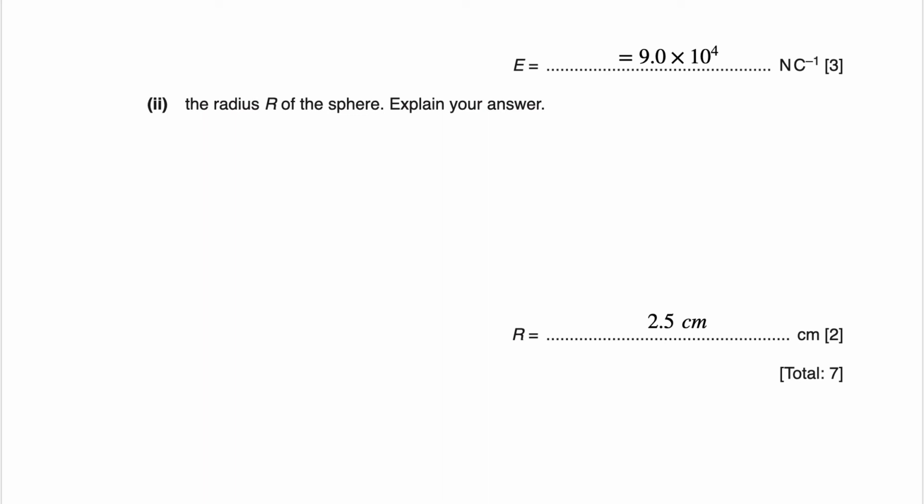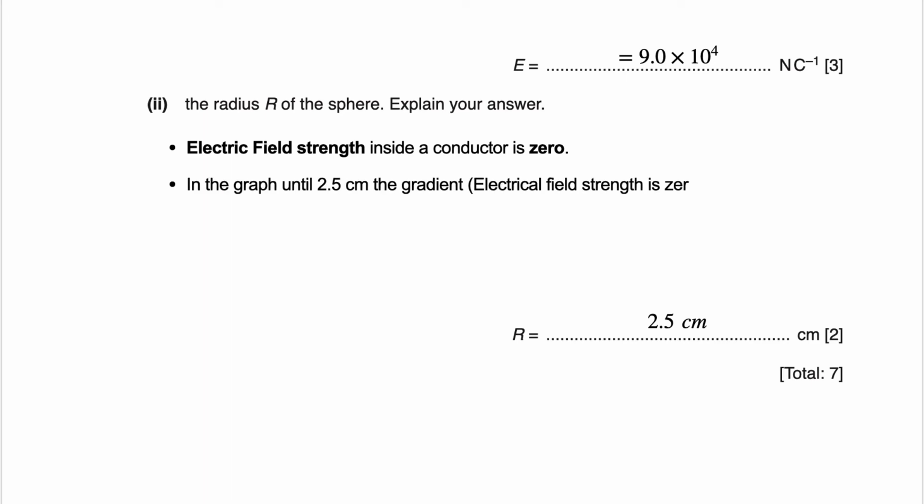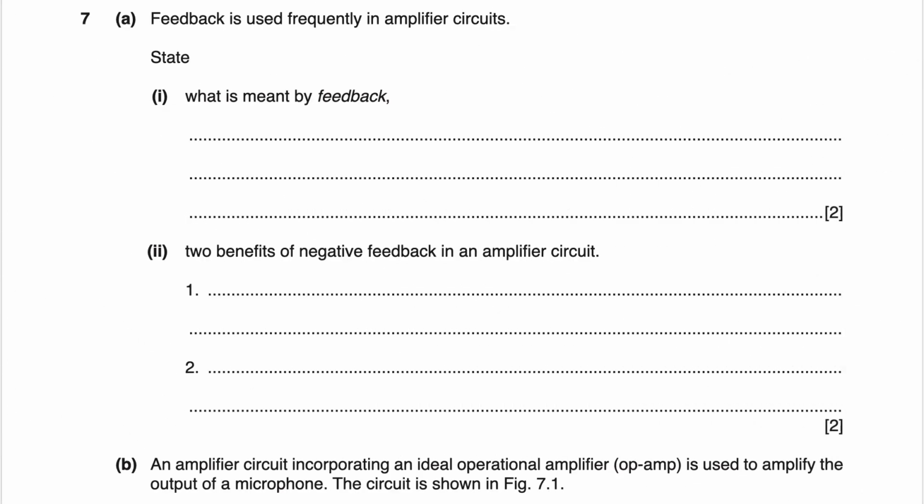But if they ask for a reason, then the electric field strength inside a conductor is 0. So in the graph, until 2.5 centimeter, the gradient is 0. We know that the gradient is the electric field strength. So the radius is 2.5 centimeter. That's all. Okay, let's move to the next question.